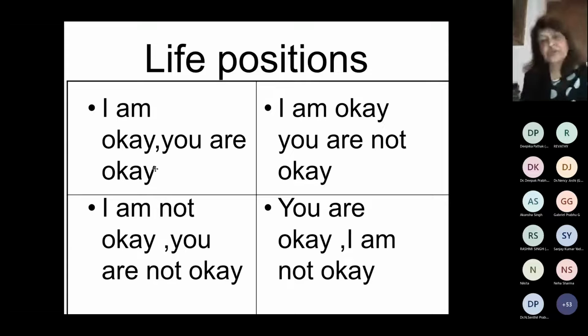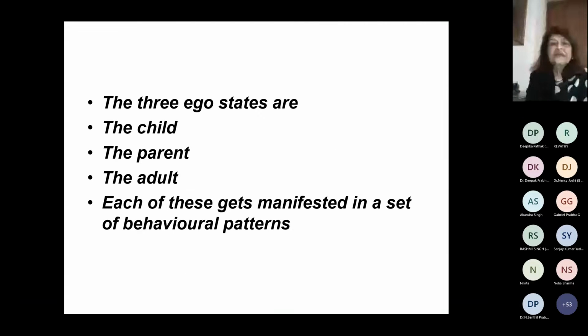Think everybody as okay and deal with them till the time they prove otherwise. And then you need to bring them up. Next slide. So I come to the 3 ego states. Just a mention about that. There are 3 ego states which are in us: the parent ego, the child ego, and the adult ego. And they are manifested in the set of behavioral patterns that we have.